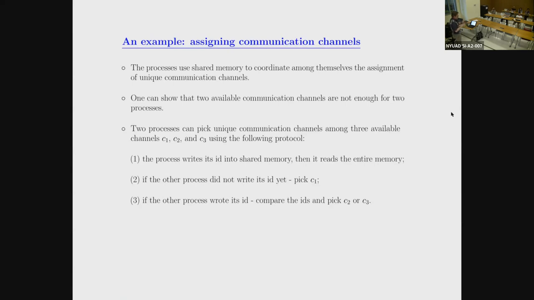And then there are different possibilities. For example, if I write to it and then I read it and I don't see anybody, it can be that somebody was in between. These operations can intertwine in different ways. And you have to design a protocol which will work in this situation. So for example, here for two processes you need three, and here is a protocol.